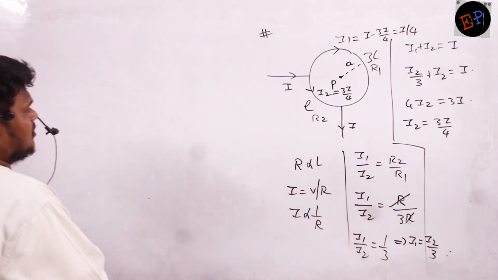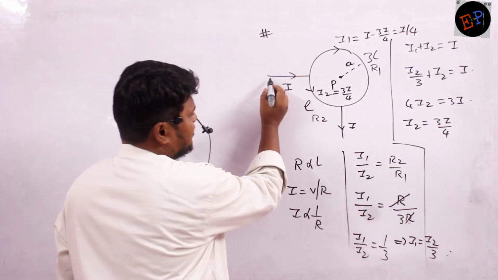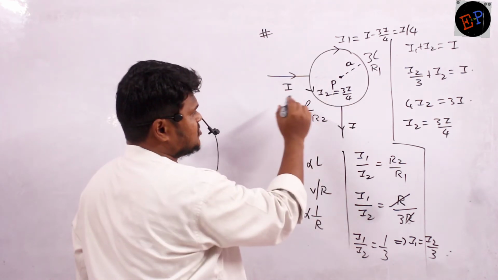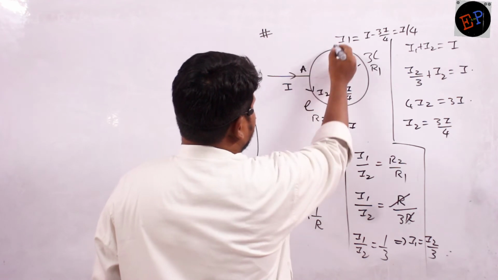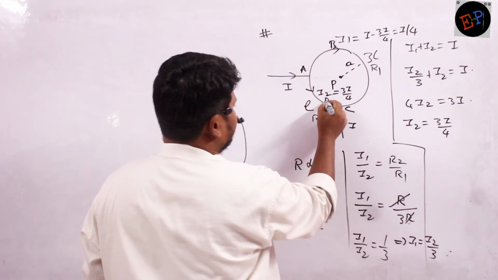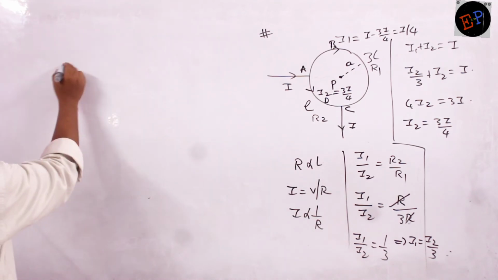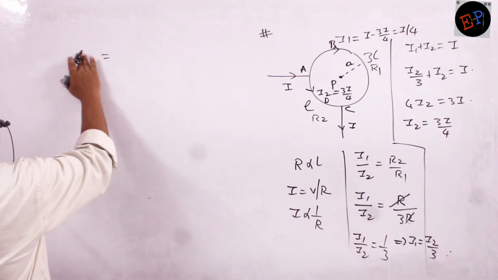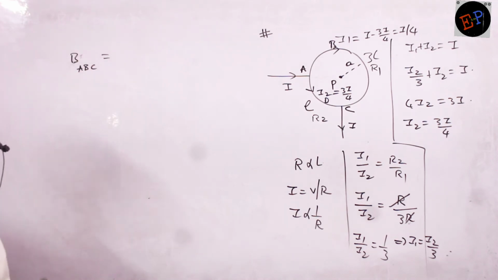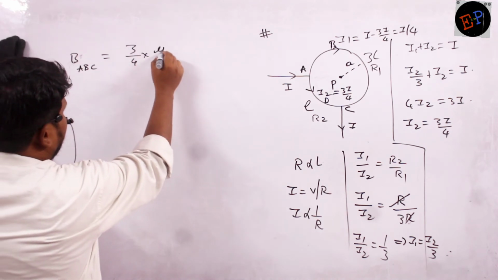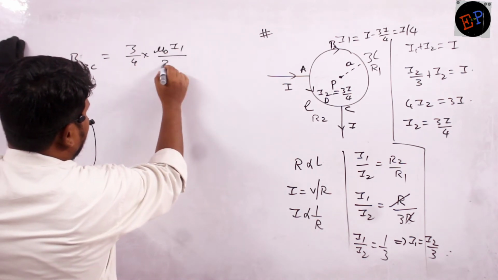Okay, now we name this figure once again. We know that the magnetic field because of this wire and this wire is 0, clear? Because it is in a straight line. Let me take this as A, B, C, D. Let us call the magnetic field because of A, B, C. How much is it? It is 3 by 4th of mu naught I1 divided by 2A.